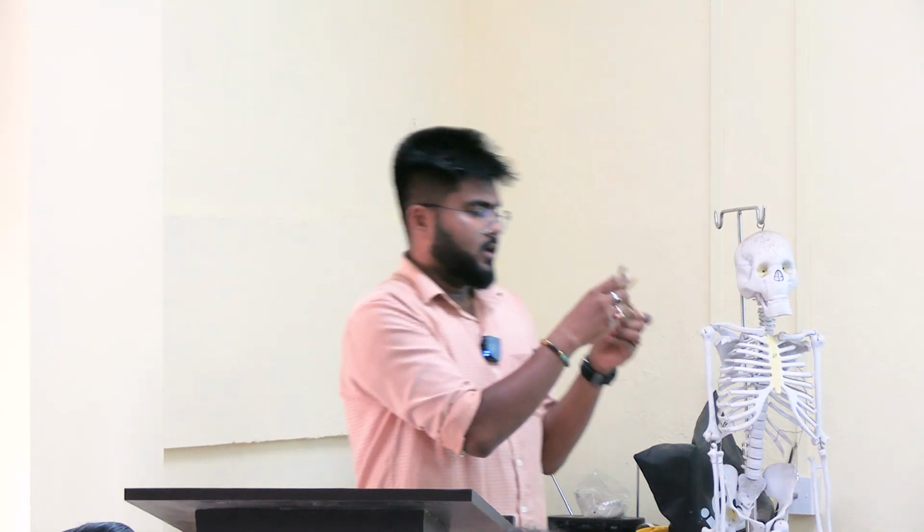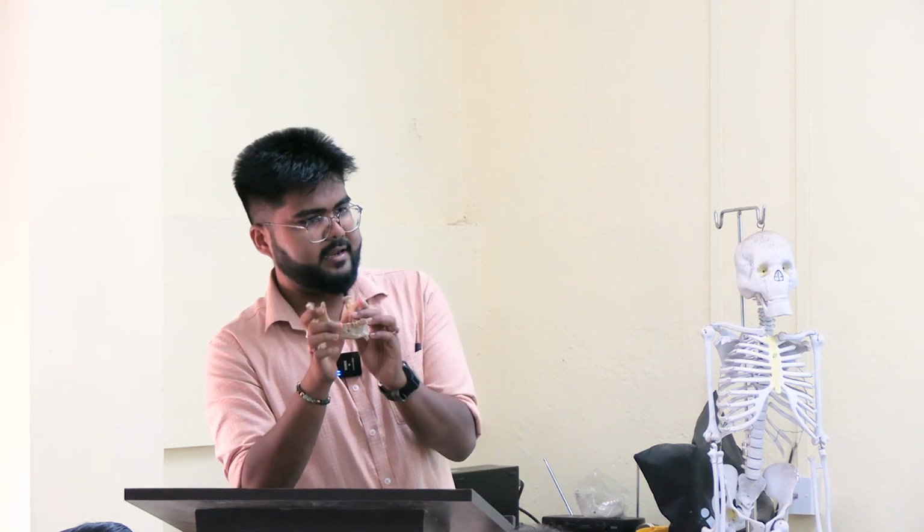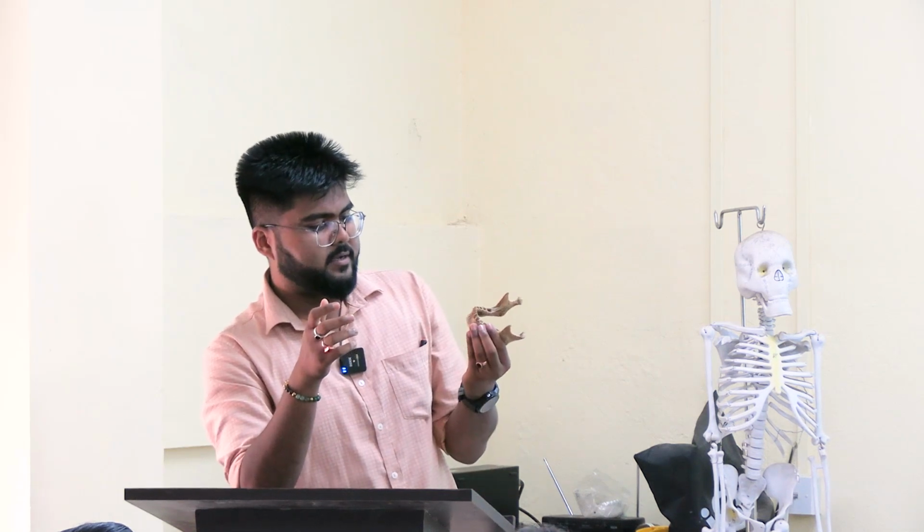Below, you can see one groove present. This is called the mylohyoid groove, not the mylohyoid line. So this is the mylohyoid line, where the mylohyoid muscle is attached, and this is the mylohyoid groove. So that's all about the ramus. So body and ramus. Now the muscle attachment.